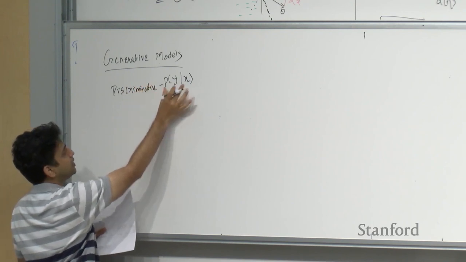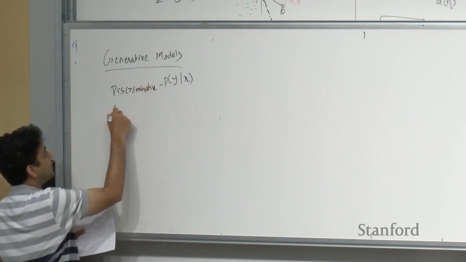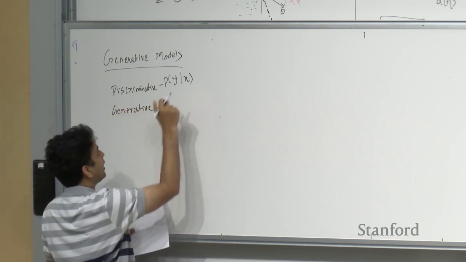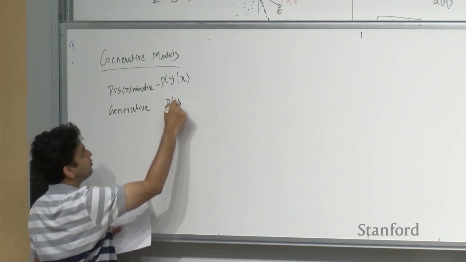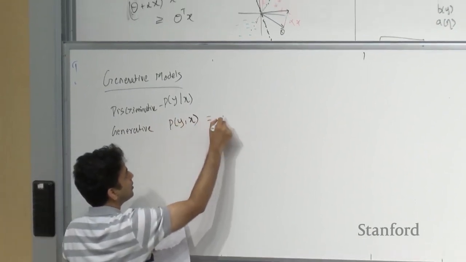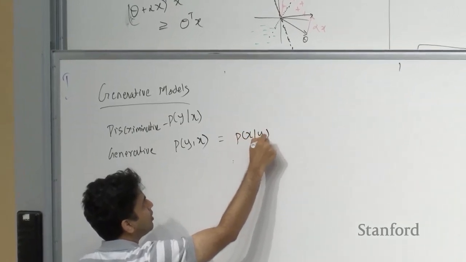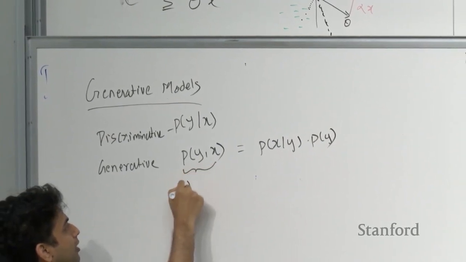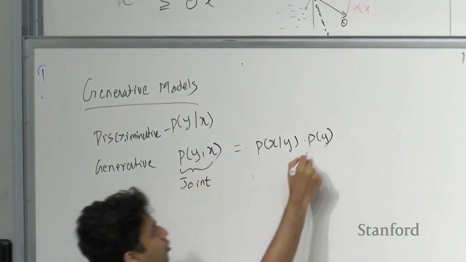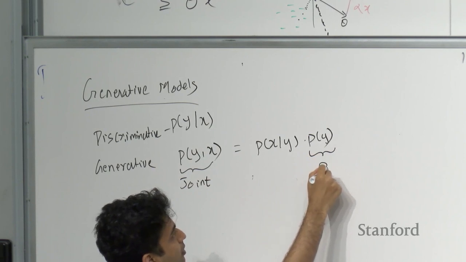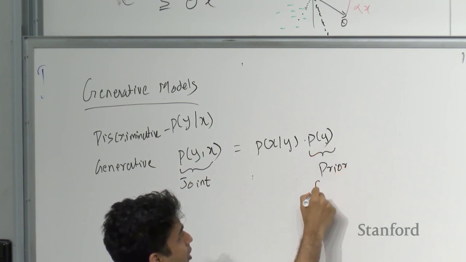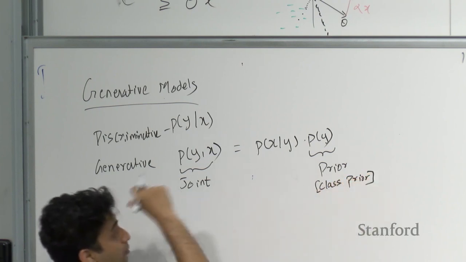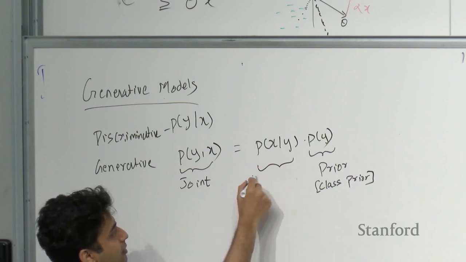In discriminative models, we just model P of y given x, whereas in generative models, we actually try to model x as well. So our interest here is P of y comma x, which is generally written as P of x given y times P of y. So this is the joint, and over here P of y, we generally call it the prior, and if y is discrete, we call it the class prior. And P of x given y, you can think of as the likelihood function.